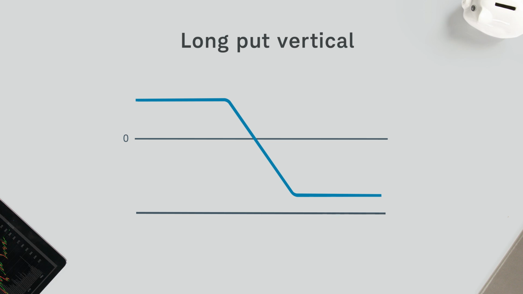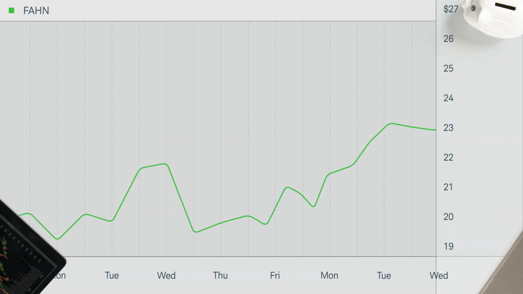The max gain and max loss are defined, and the short put offsets some of the cost of the long put, but this time the trade profits with a bearish move. I'll use another hypothetical ETF, FAHN. Let's say FAHN is trading at $23.